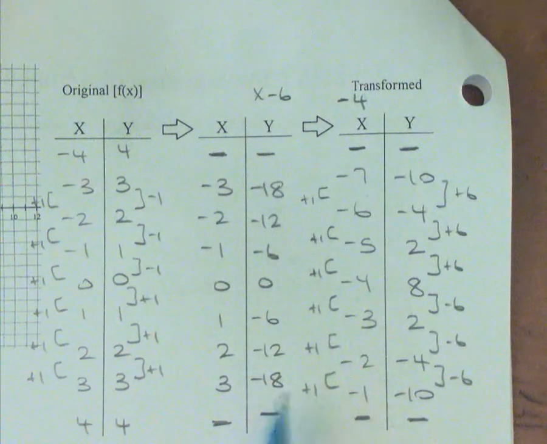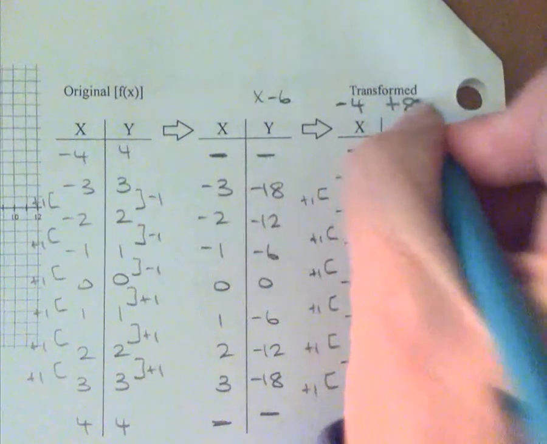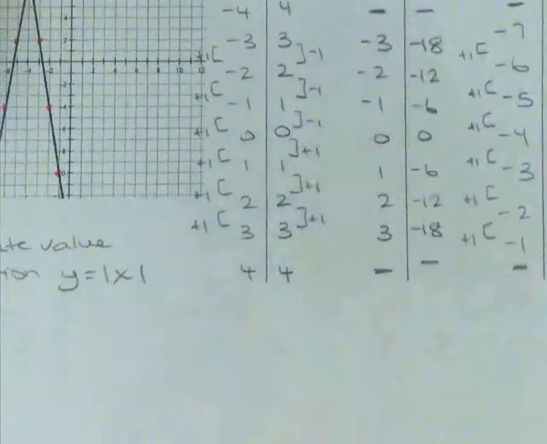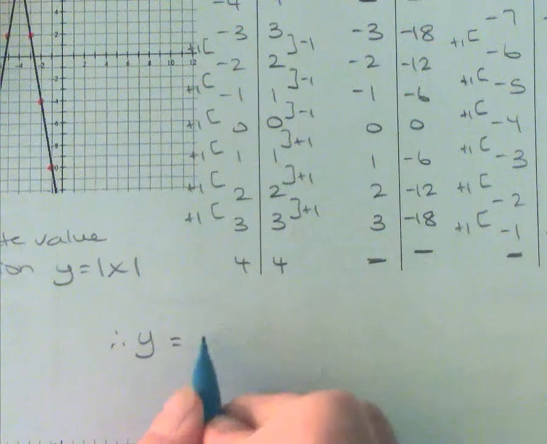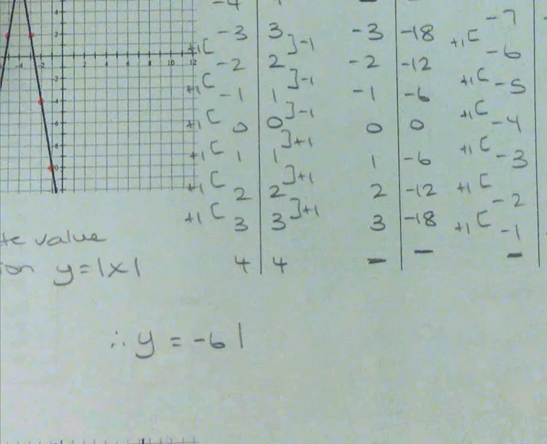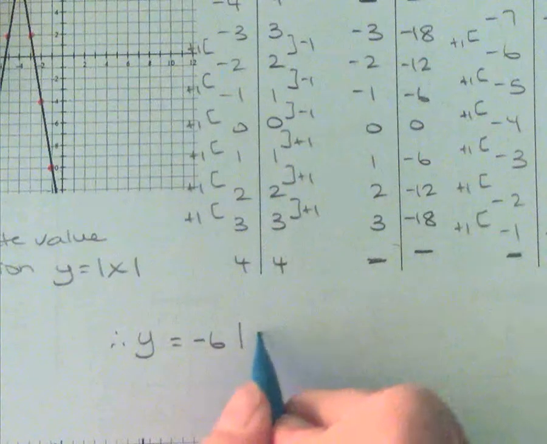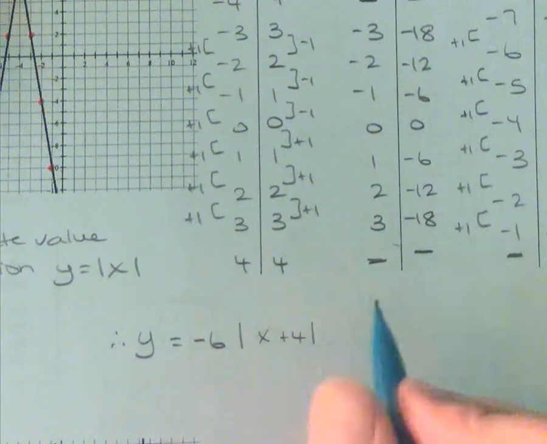Now I look at the y column. Every value in this y column, how did I get every value in this y column? So what did I do? I added 8. So now remember, we're working with the absolute value function. What does that look like? So that looks like y equals -6, absolute value. I don't have a value here for x, nothing happened. So I have x plus 4, absolute value, adding 8.